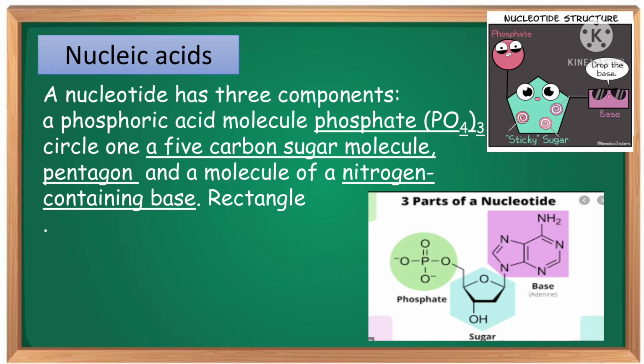A nucleotide has three components: a phosphoric acid molecule, the phosphate, the circle; a 5-carbon sugar molecule, the pentagon; and a molecule of nitrogen-containing base, the rectangle.